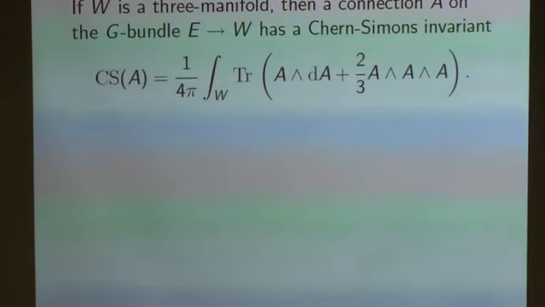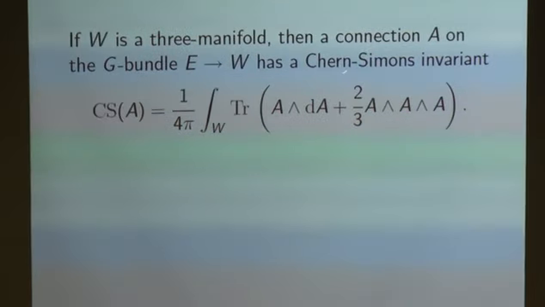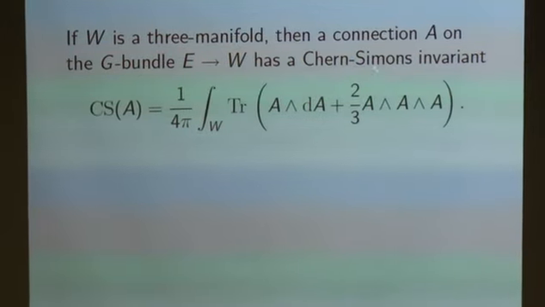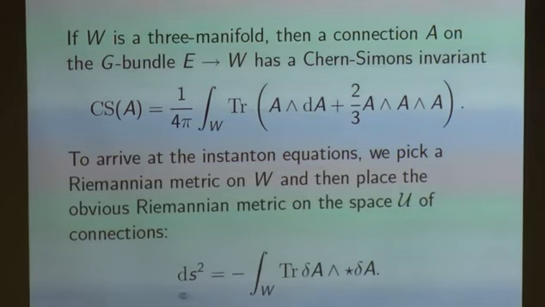So what is the Chern-Simons function? If W is a 3-manifold, then a connection A on a G bundle over W has a Chern-Simons invariant, which, if the bundle is trivial, we can somewhat naively define by that formula, and that will be good enough for us today. To arrive at the instanton equations, we pick a Riemannian metric on the 3-manifold, and then we place the obvious Riemannian metric on the space U of connections. If delta A is a small displacement of a connection, we have the obvious L2 norm on the space of delta A's, and that gives us a Riemannian metric on the space of connections.